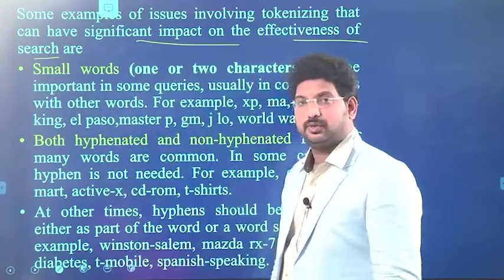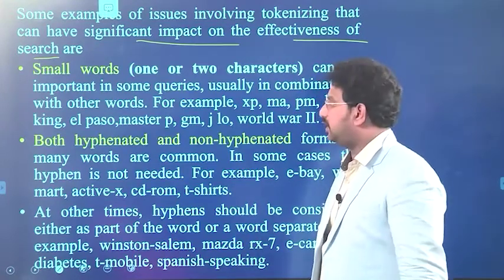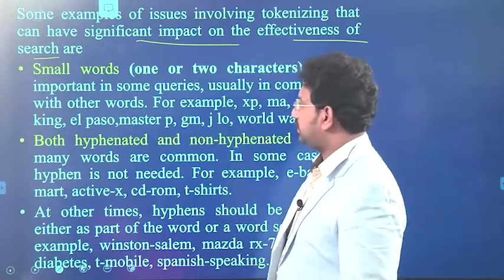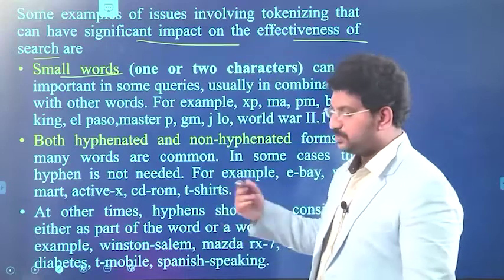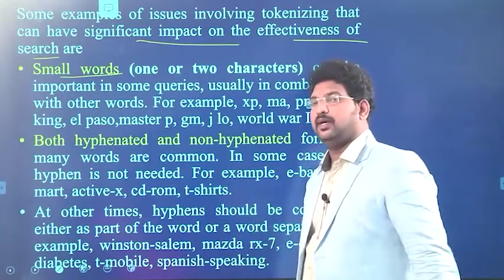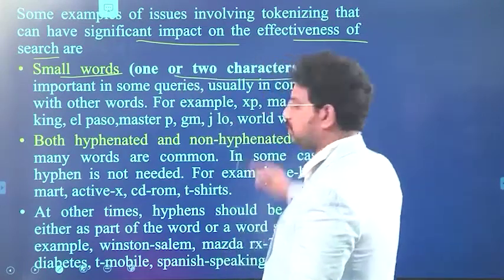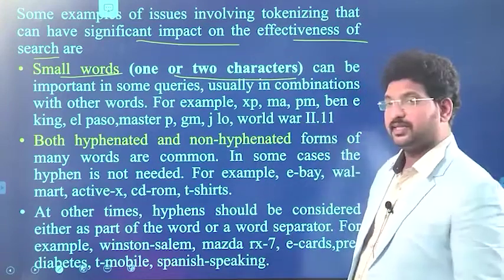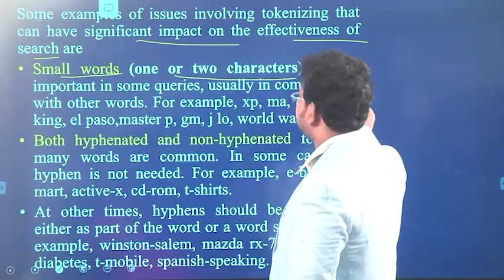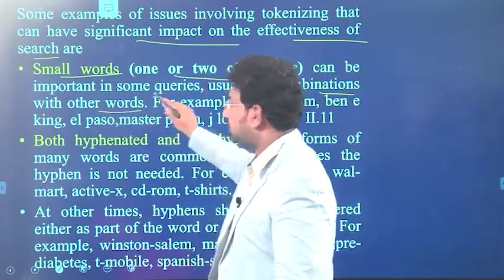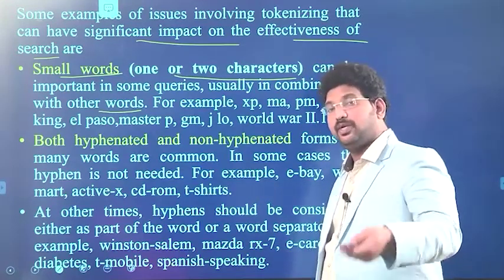There are some issues present here. What are the issues you are observing as part of the tokenizing here? One is small words. What are small words here? As part of a sentence or textual information, there are some small words which are 1 or 2 characters. They can be important in some queries, very, very important in some queries, usually in combination with other words.